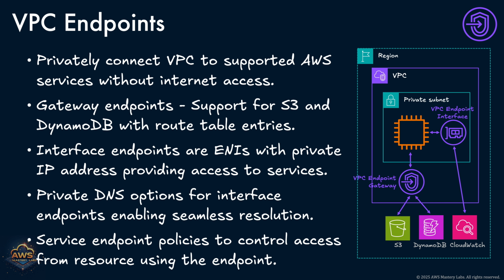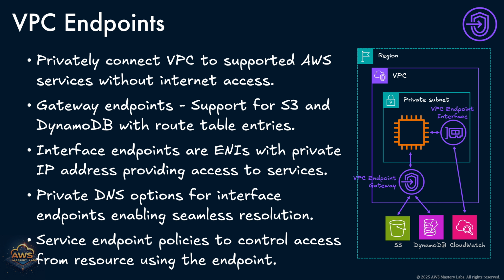Interface endpoints powered by AWS PrivateLink are more versatile. They use elastic network interfaces, ENIs, with private IP addresses inside your VPC. These provide secure and private access to a wide range of AWS services, including services from other AWS accounts or third-party SaaS providers. Interface endpoints are ideal when you need private connectivity to services beyond S3 and DynamoDB.